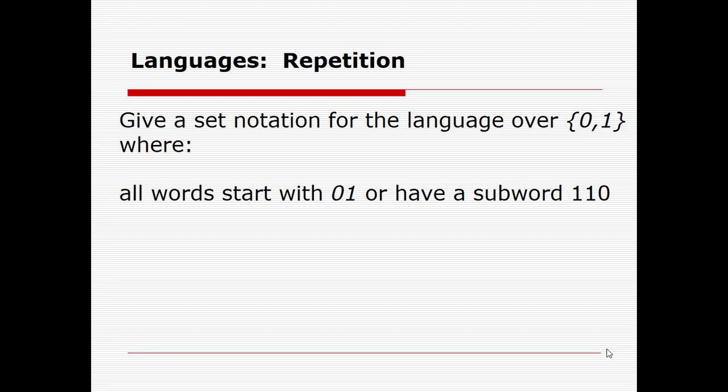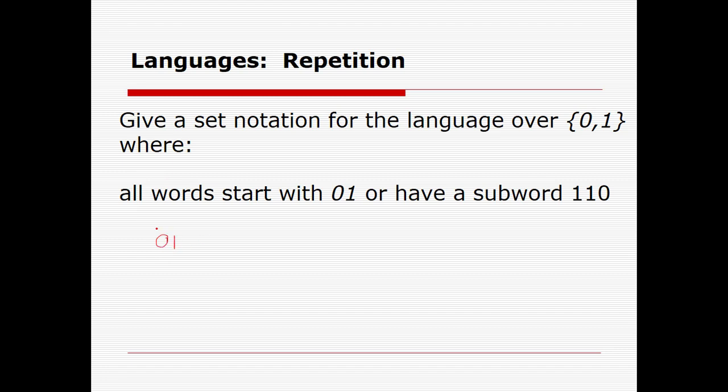So if we have a language, we have to talk about an alphabet. The language contains words we can make with the symbols, the letters from the given alphabet. In this case, we have an alphabet with only the symbols, the letters 0 and 1 in there. And there's a prescription for the words we can make in this language. The words have to start with 0, 1 or have a subword 1, 1, 0. So let's see what this means. All words have to start with 0, 1.